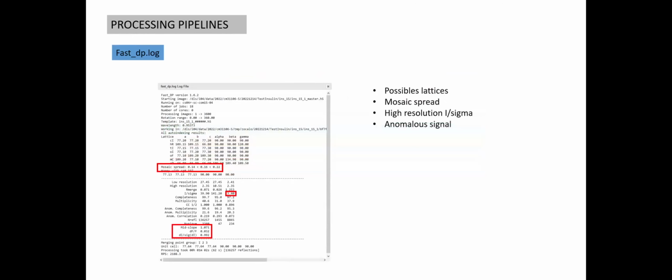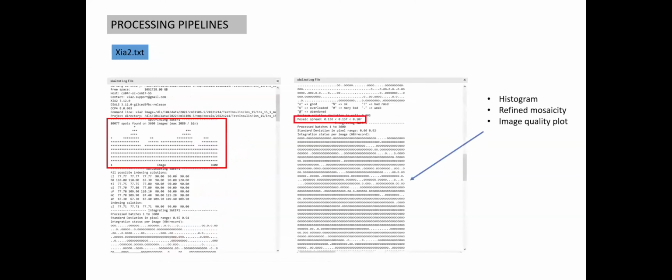In the FastDP log, I would mainly look at what other possible lattices there are, and whether that makes sense. Here you also get an estimate of the crystal mosaic spread. In the FastDP output, you see that the high resolution I over sigma still has a bit of way to go, so you can probably collect higher resolution, or get higher resolution data by more careful processing with other packages. If anomalous signal is of importance, you can see that already here. In the XIA2 text file, you can again see if there are consistencies, the refined mosaic spreads, and also some image quality plots.